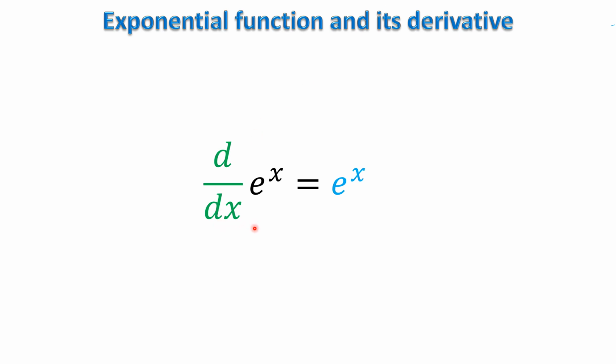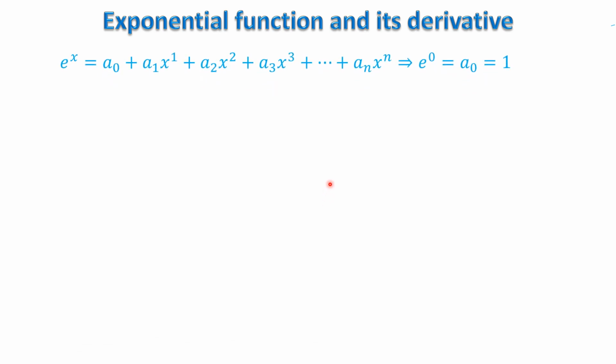We already know that the derivative of e to the power x is e to the power x. Now he expressed e to the power x as a power series. You can observe a0 into x to the power 0, that is 1, so not written here. a1 x to the power 1 plus a2 x to the power 2, and so on and so forth, an x to the power n. Now if we substitute x equal to 0, e to the 0 will be 1 and all coefficients a1, a2, a3 will be annihilated because x is equal to 0, and the remaining will be only a0. So e to the 0 will be a0, equal to 1.